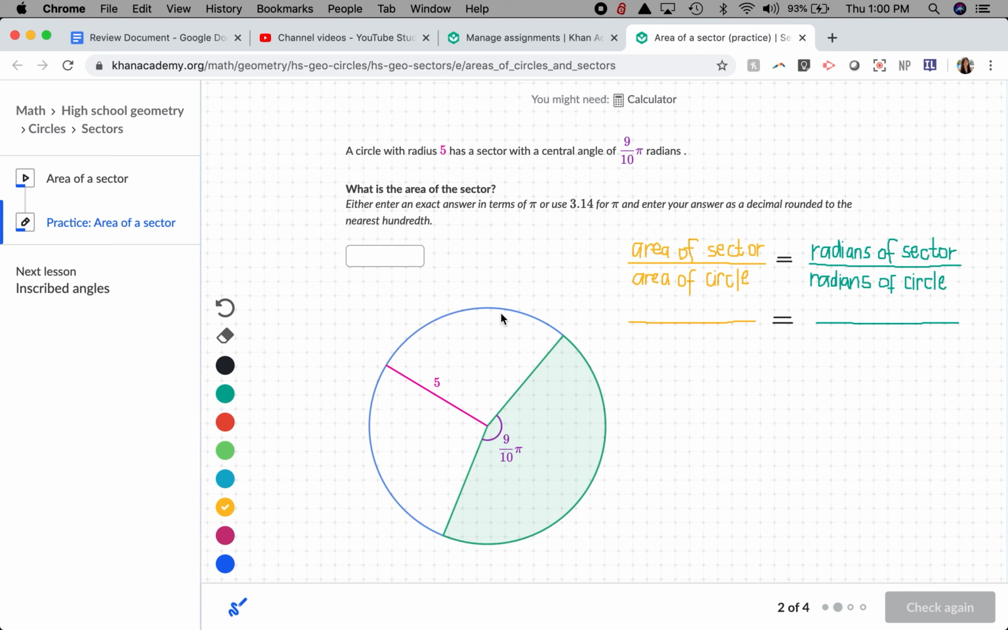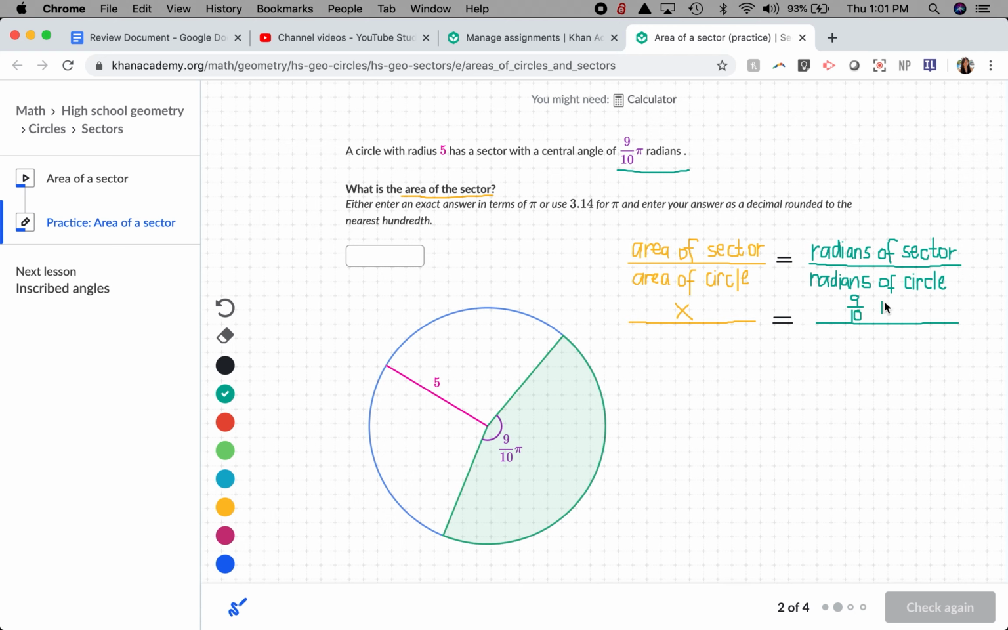All right, let's look at what we can plug in. Well, first I see that we are looking for the area of the sector, which means that area of the sector will be x. Another thing that we are given is the radians of the sector. So right here it's telling us that this whole sector is 9/10 pi. So I'm going to put it right here in the numerator. Let's see, hopefully we can make it fit.